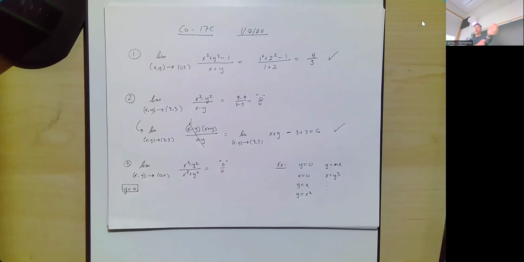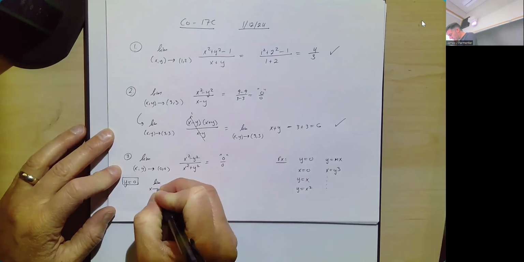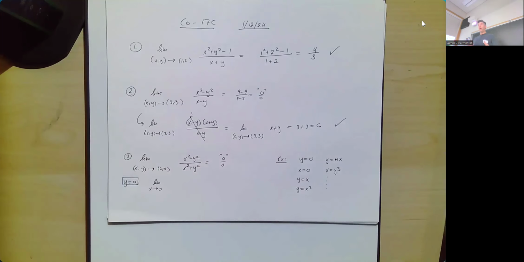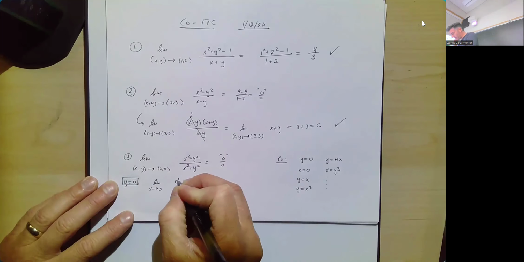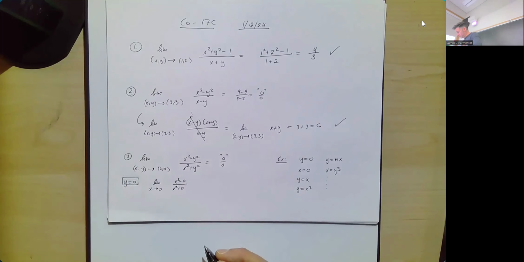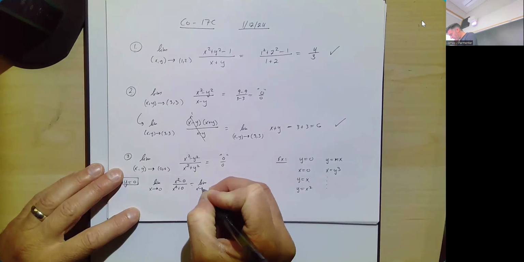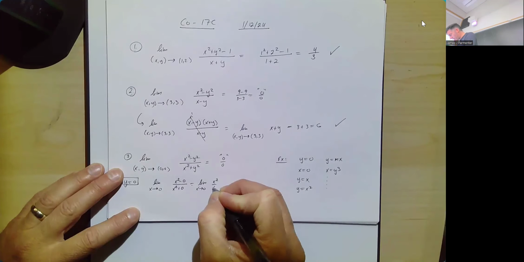And when I do that, I'm going to set all of the y's equal to 0. What that means is when I write the limit, I'm just going to write the limit as x approaches 0, because y is already 0. I'm left with x squared minus 0 over x squared plus 0. I simplify, I get the limit as x goes to 0 of x squared divided by x squared.